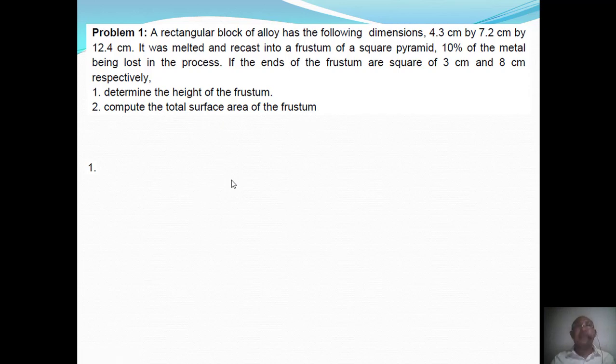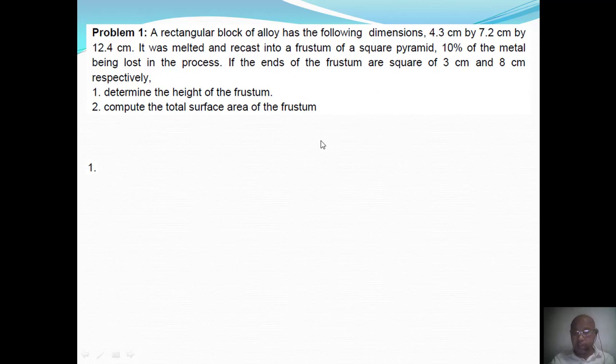Okay, so this is a combination of shapes. So first, we have a rectangular prism with dimensions 4.3 by 7.2 by 12.4. And this is melted and recast into another solid, which is a frustum of a square pyramid. But take note, during the process, there is 10% of metal lost.